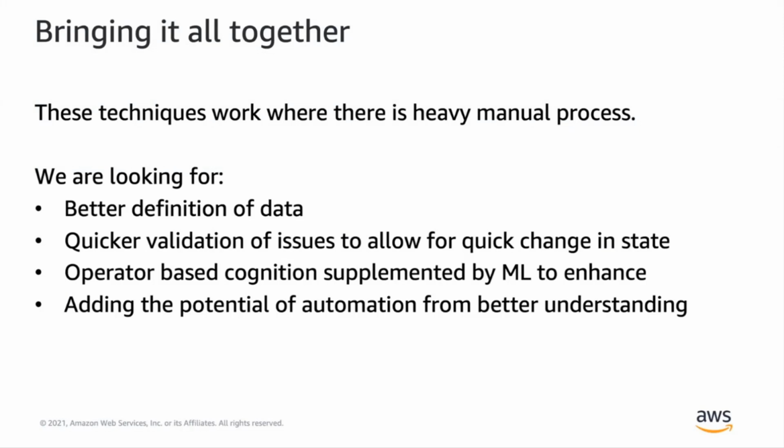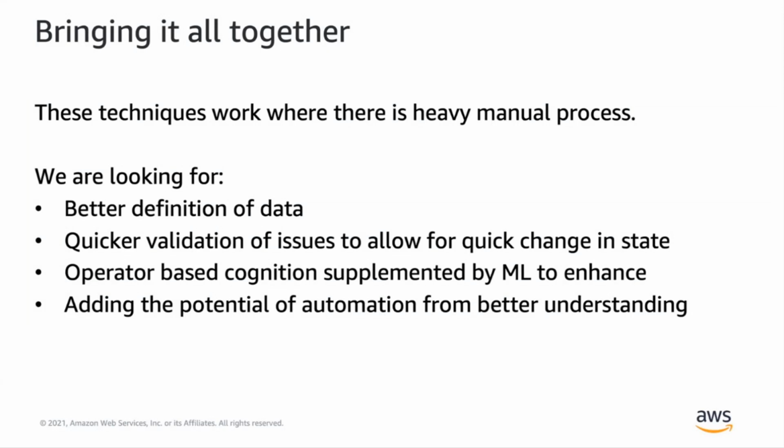And then we need operator-based cognition. People are smart, they're clever, they've been there for a long time, they understand processes. And then we need to implement a machine learning backend to actually go, you know what, I'm going to take some of that heavy lifting off of you guys, so it's easier for you. You can just look at things and press a button and get on with your day job rather than having to do two different things at once. And then adding the potential of automation from this better understanding, moving the process on, moving it forwards.